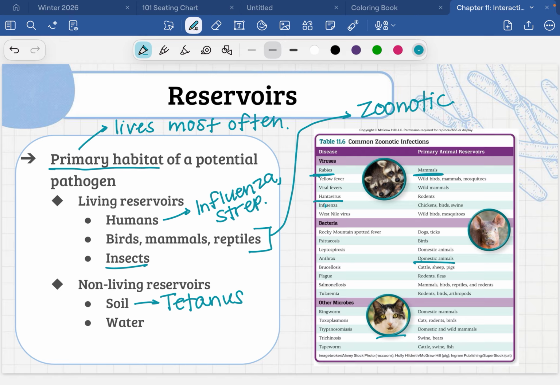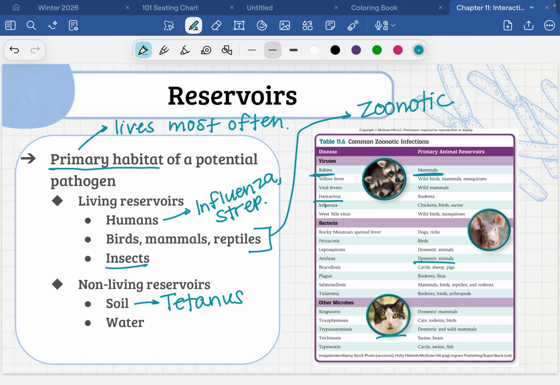There are lots of bacteria whose primary habitat is just fresh water. And there are a lot of diseases that we get that way from drinking fresh water. So a reservoir is the primary habitat of a potential pathogen. And the way that we get these illnesses is when they are capable of moving from their primary habitat into us or into a different part of us.